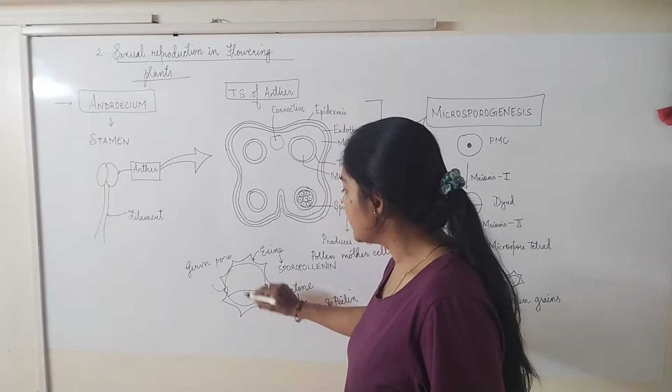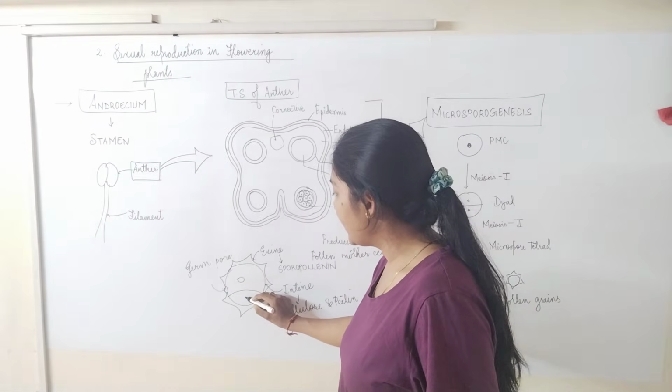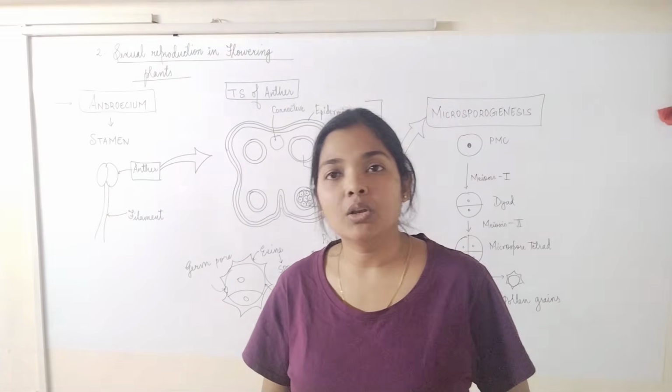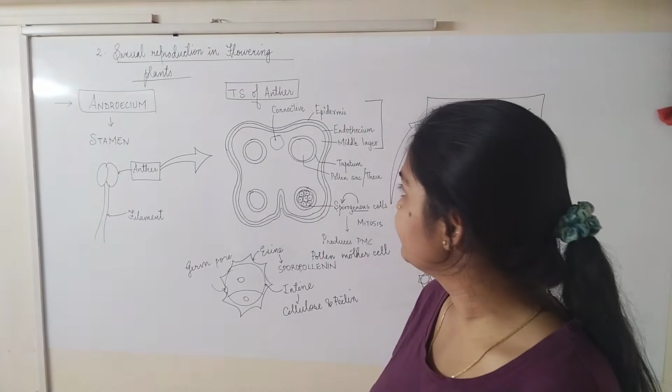Here there are 2 cells present, the larger one and the smaller one. The larger one is named the vegetative cell, and the smaller one is called the generative cell.